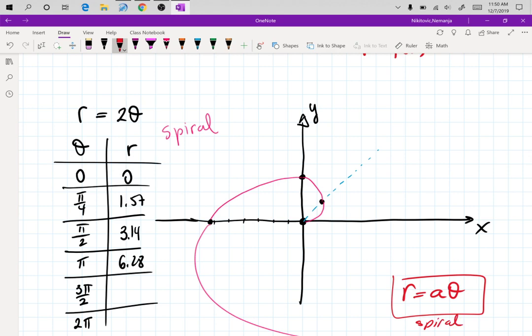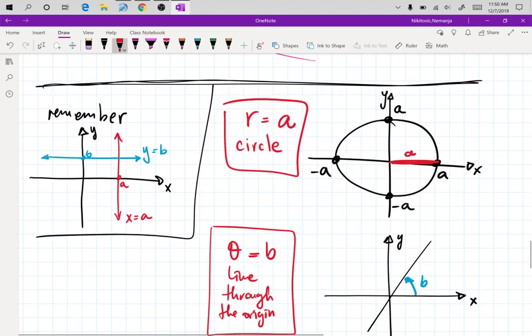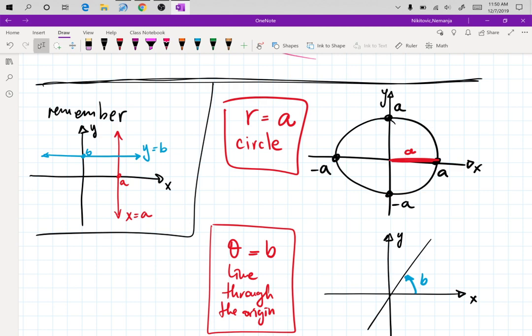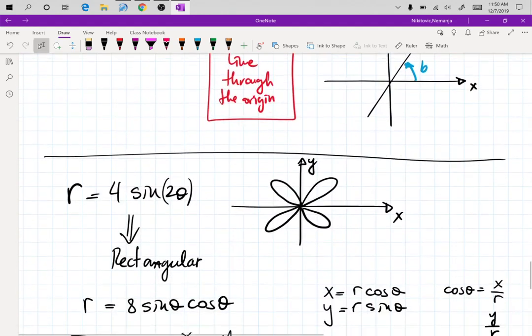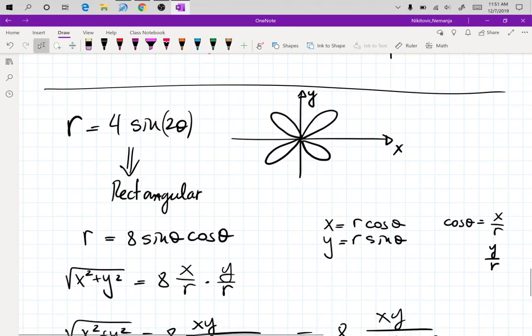And if you want to densely pack your spiral, don't go crazy with A. The two basic graphs we get are r equals a number, which always gives a circle with a radius of whatever the number was, and theta equals a number, which is the line that goes through the origin. And we saw a couple of these graphs. I already did them on the calculator.